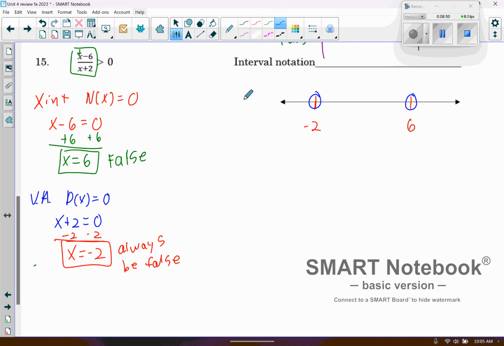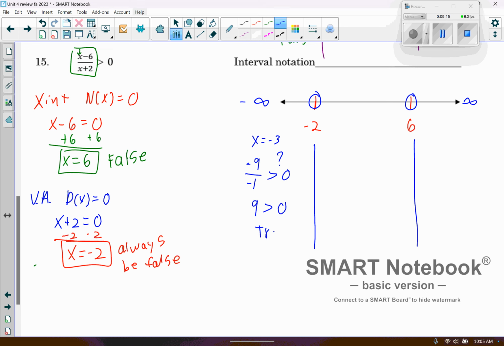And so now it's time to test those subintervals. Over here, I'd probably just test x equals negative 3. So we'll plug that in. Negative 3 take away 6 would be negative 9. Then negative 3 plus 2 is negative 1. And we ask ourselves, is that greater than 0? Well, don't be fooled, because the double negatives do become a positive. And so it will be true, because 9 is greater than 0. And so then we'll go ahead and shade right here.